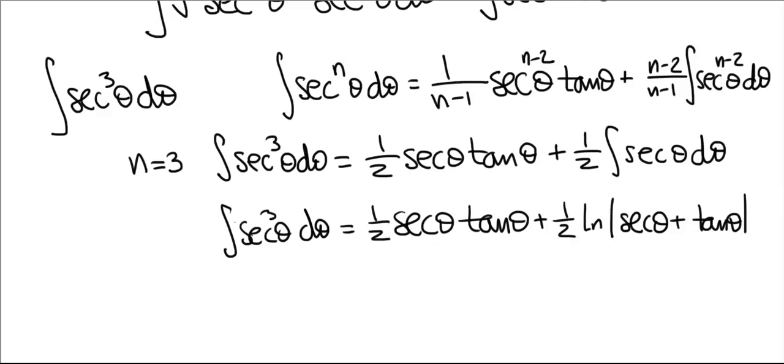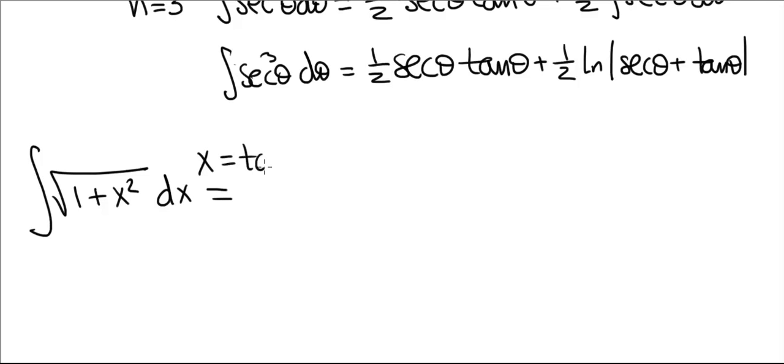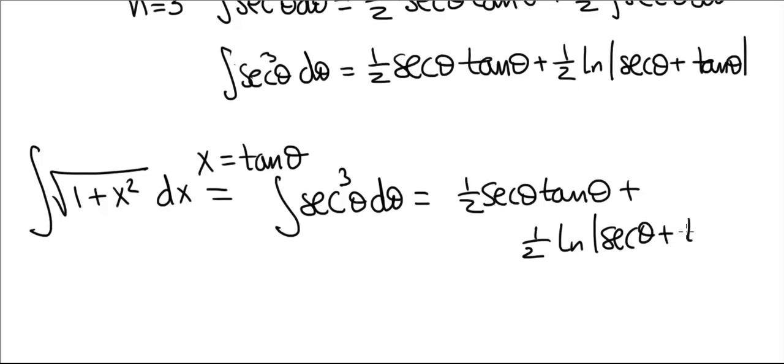Now let's return to the integral that we started. The integral we started with was the integral of the square root of 1 plus x squared. After making the substitution x equals tangent theta, we ended up with the integral of secant cubed of theta d theta, and that is equal to 1/2 secant theta times tangent theta plus 1/2 times the natural log of the absolute value of secant theta plus tangent theta. The problem is this is not the answer we want. Our original integral was in variable x. We want the answer also in variable x.